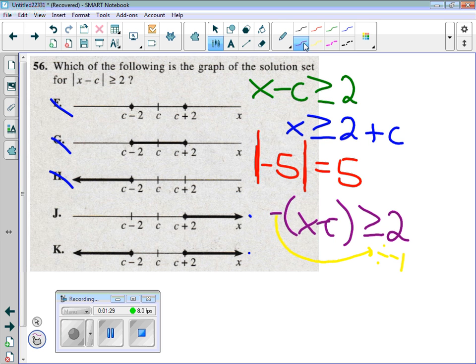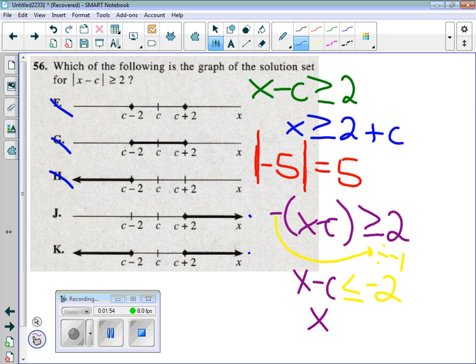So therefore, I'm going to have x minus c still here. But when I divide or multiply by a negative number, I have to remember that my inequality switches and goes the other way because I'm dividing by a negative number. Again, same rule applies when you multiply by a negative. Last thing to do is to add your c.